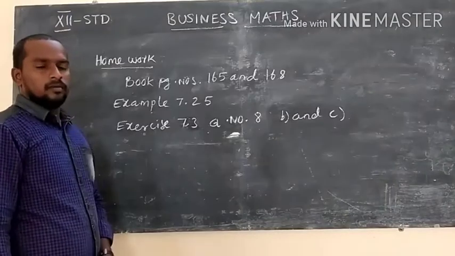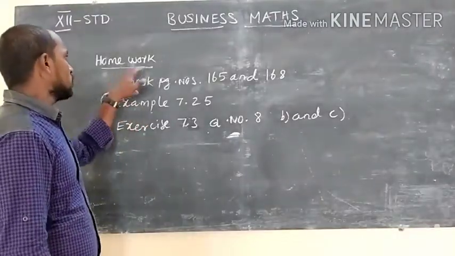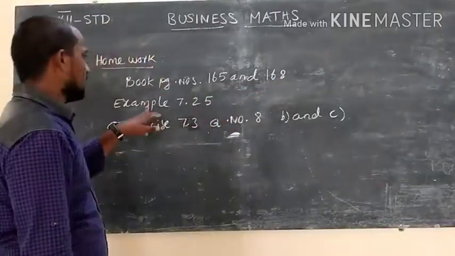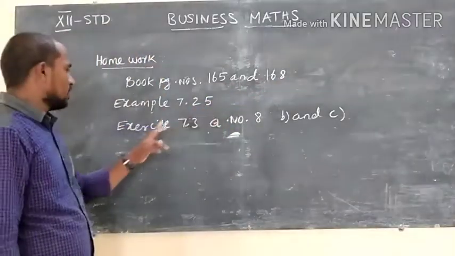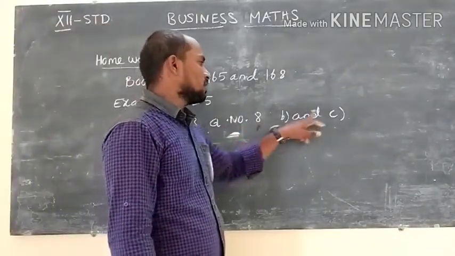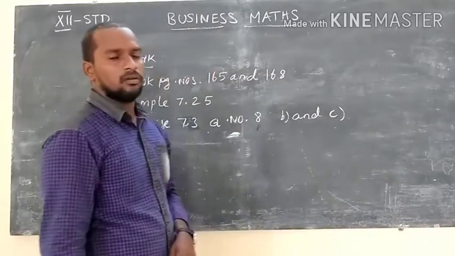Dear students, today's homework: book page numbers 165 and 168, example 7.25 and exercise 7.3, question number 8, B subdivision and C subdivision. Do it well.